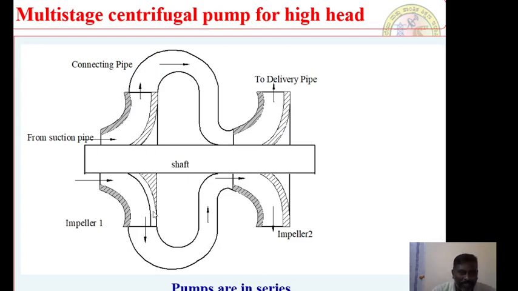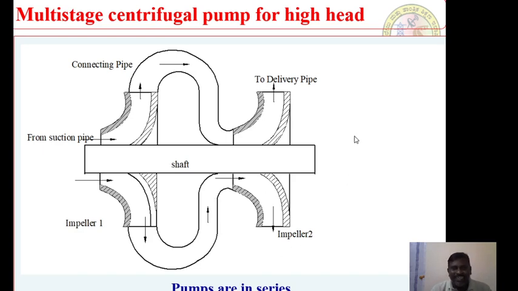This is the series connection. Impeller 1 has an inlet and a delivery. From the delivery of the first impeller, a connecting pipe connects to the inlet of the second impeller, which again has a delivery. The rise in pressure head of the water will take place in the first impeller. The same water, which possesses the increased pressure, is supplied to the inlet of the second impeller, where centrifugal action again takes place.